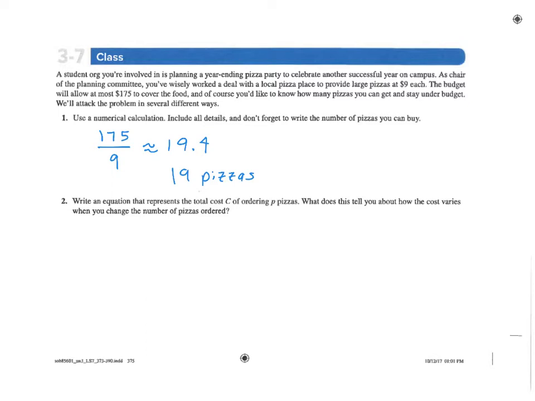Then they ask you to write an equation that represents the total cost, C, of ordering P pizzas. Each pizza costs $9, and you're ordering P pizzas. It says, what does this tell you about how the cost varies when you change the number of pizzas ordered? Well, because it's in the form of y equals kx, we could say it varies directly.